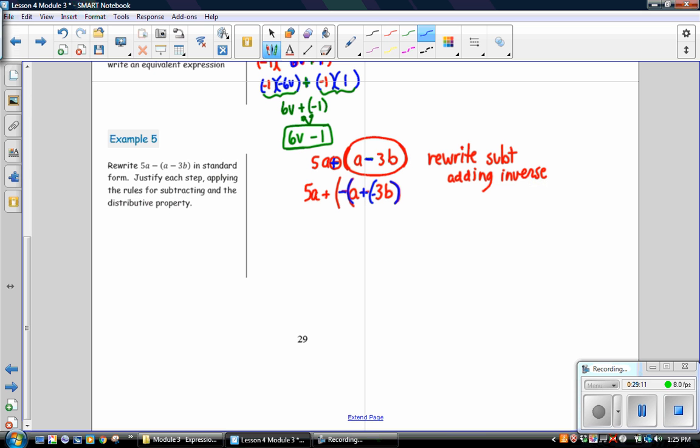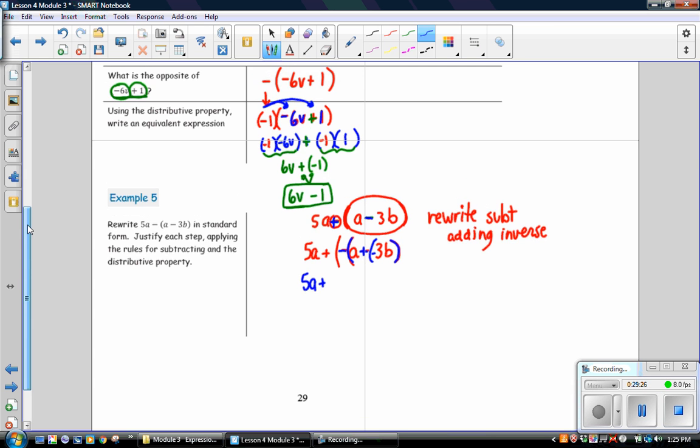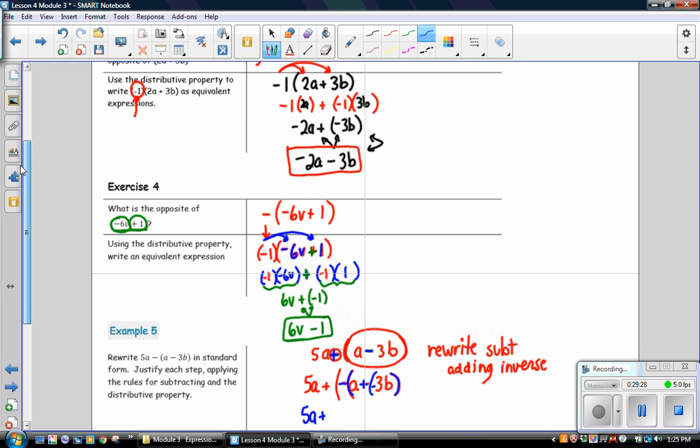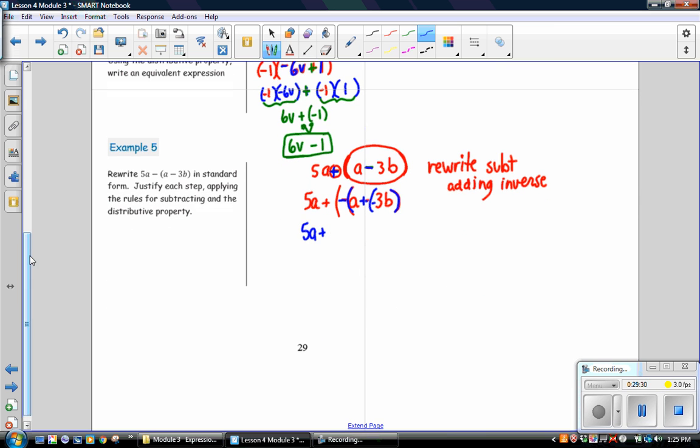I know that looks a little confusing. It takes a little practice, but you'll get it. Now let's clarify this. 5a plus. And this negative, when we want the opposite of something, we just learned up here that you can multiply that by negative 1 to get the opposite. So let's replace that negative sign with a negative 1. Bring down the rest of the parentheses, a plus negative 3b.